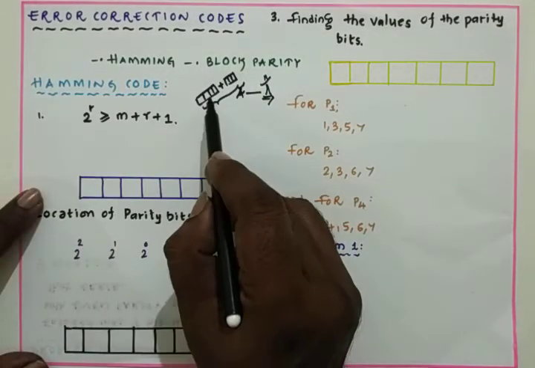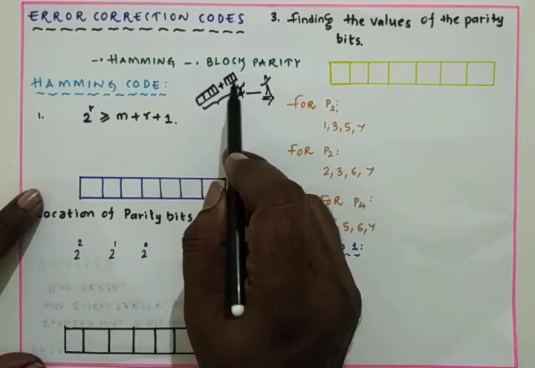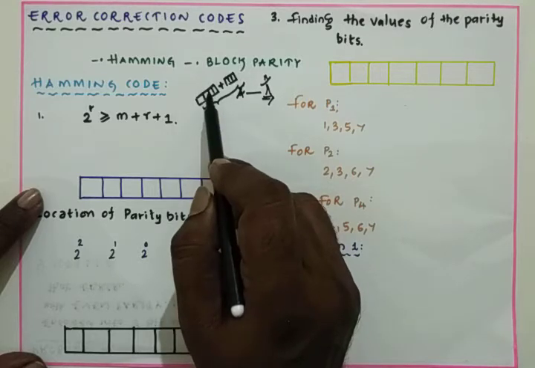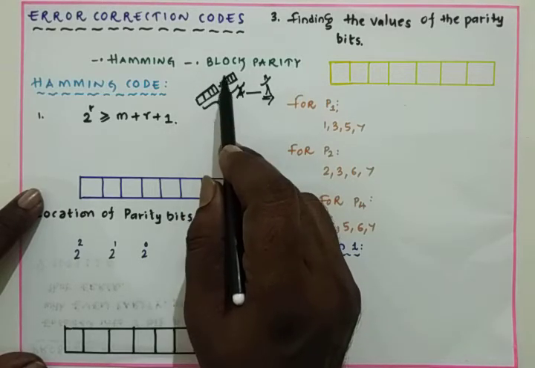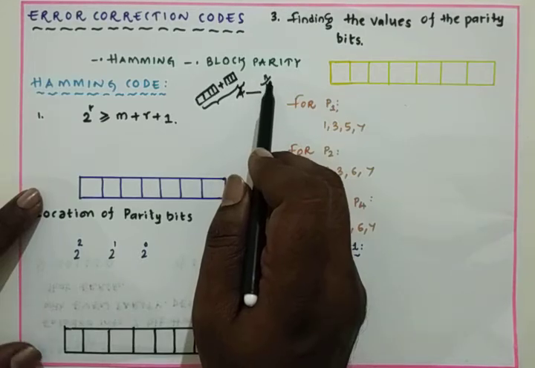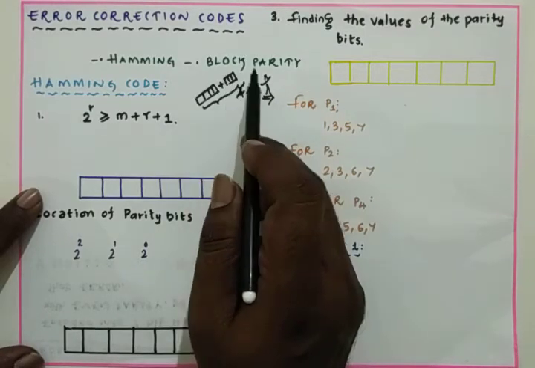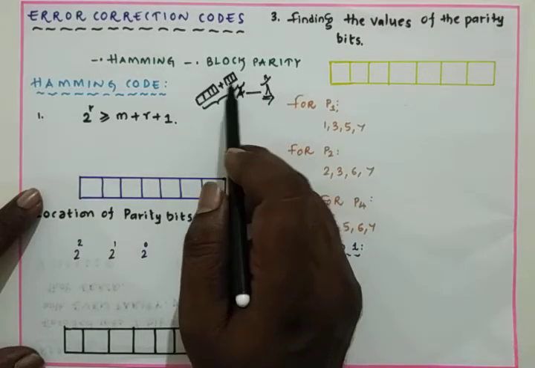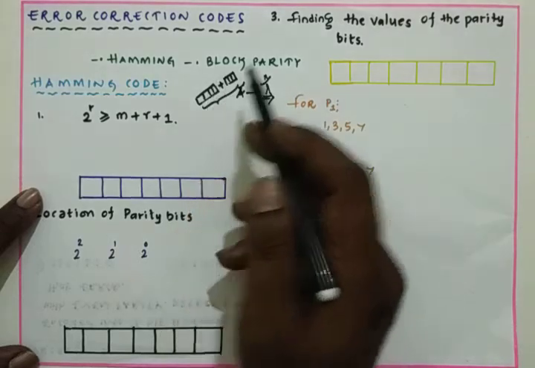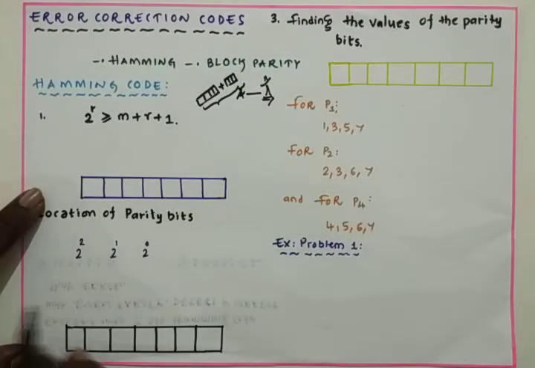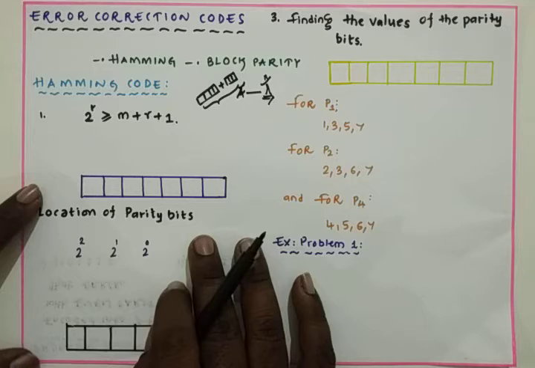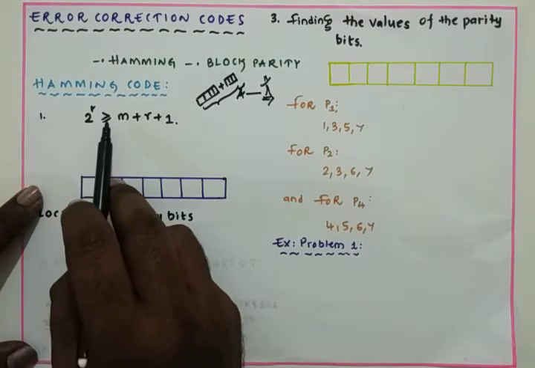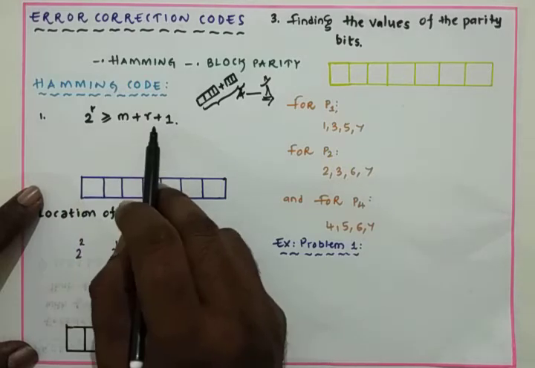In the Hamming code, as I just explained, data will be transmitted along with the parity bits. That means we are going to add some parity bits to the data, so that the total data along with the parity will be transmitted to the receiver side. At the receiver side, we again test whether the received signal is erroneous or error free. The number of parity bits which should be added to the data must satisfy this condition, that is 2 power r must be greater than or equal to m plus r plus 1.